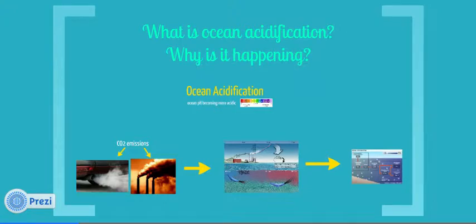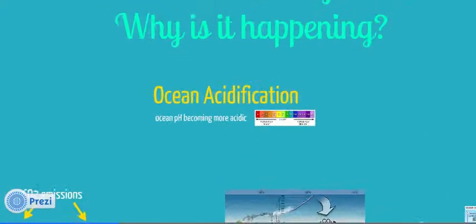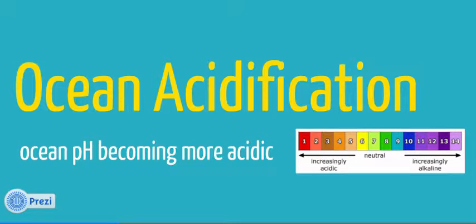Ocean acidification is a problem affecting oceans throughout the world. Let's take a look at what ocean acidification is and why it's happening. Ocean acidification is when the ocean's pH is becoming more acidic.